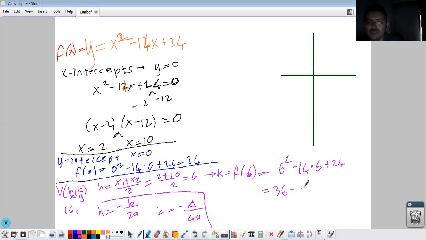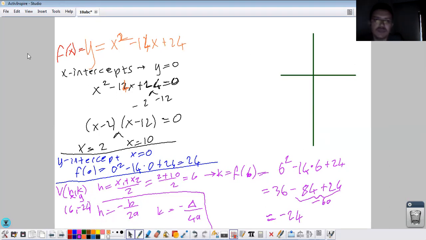That makes 36. And this one makes 6 times 14, 84, and plus 24. Minus 84 plus 24 makes minus 60. Am I right, everyone? Okay. 36 minus 60 makes minus 24, I think. Minus 24, yes. So this is the k number, minus 24.